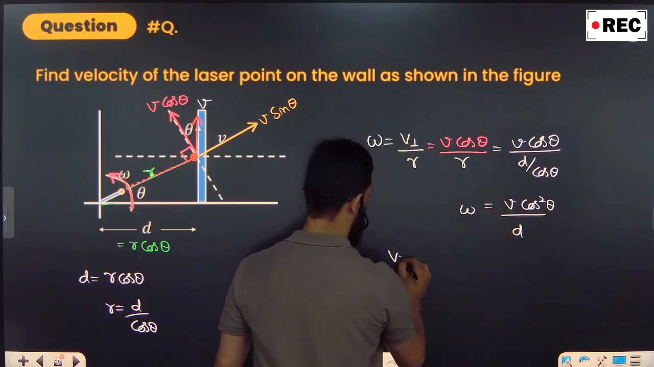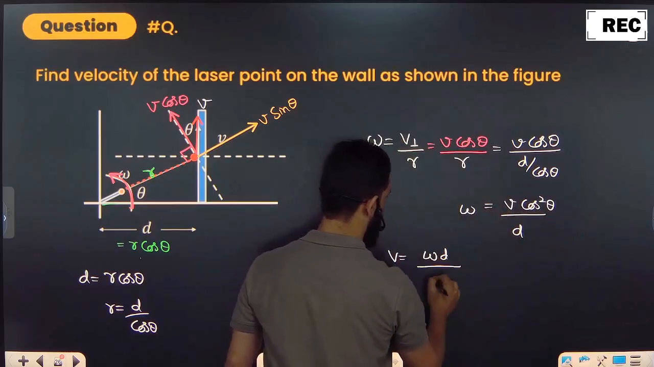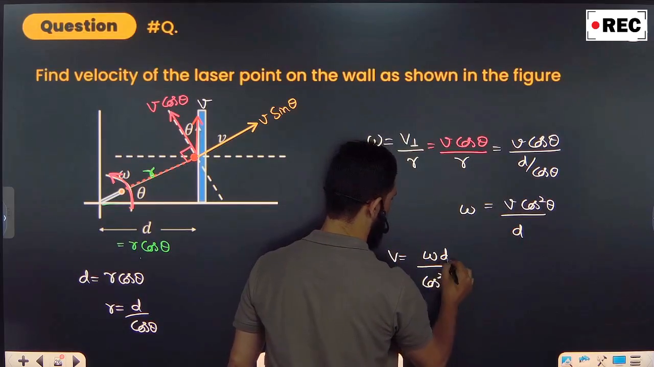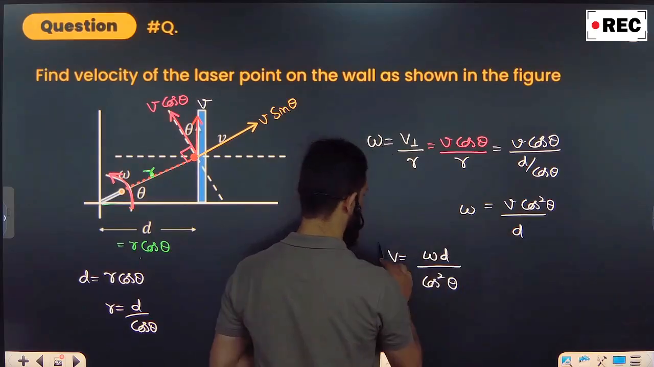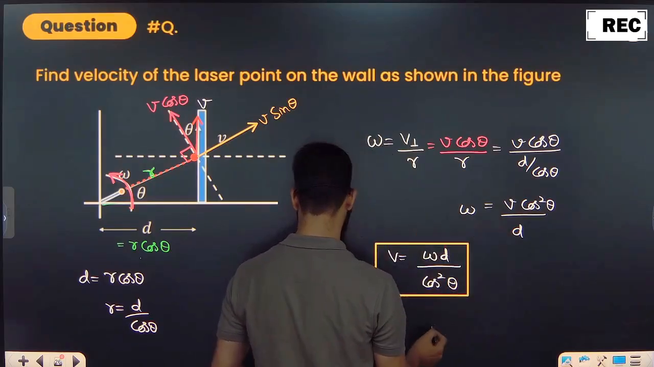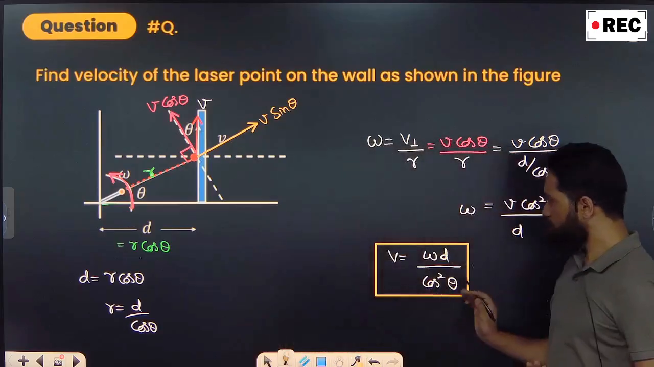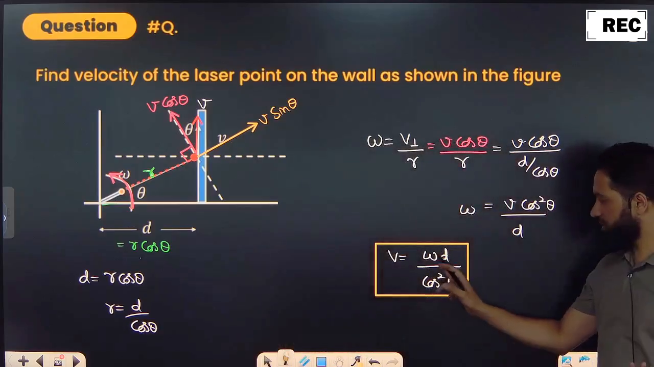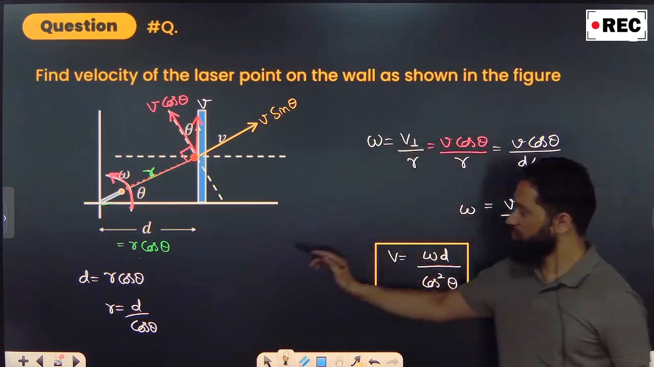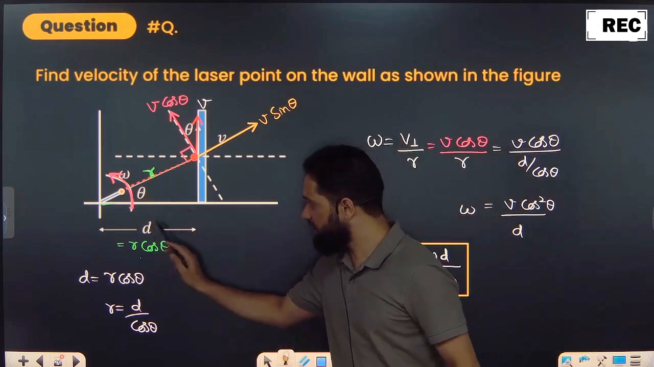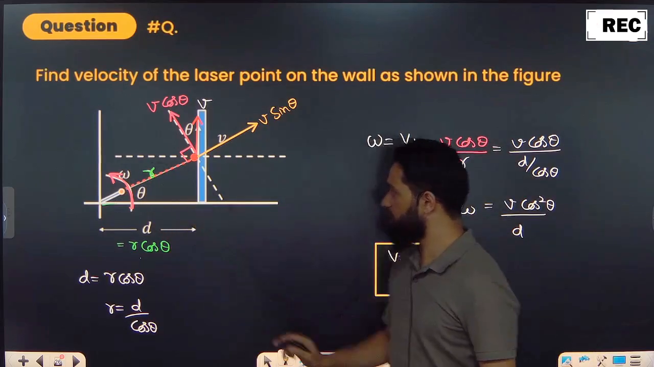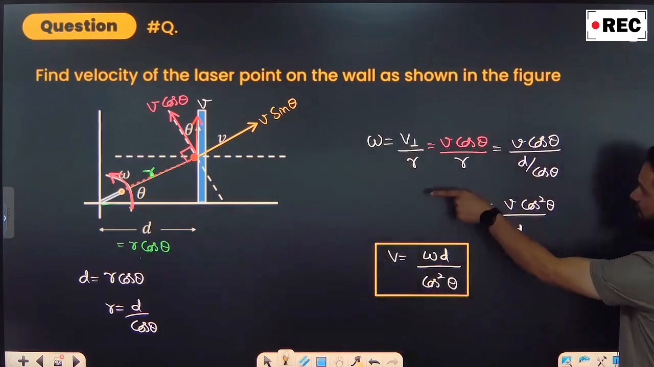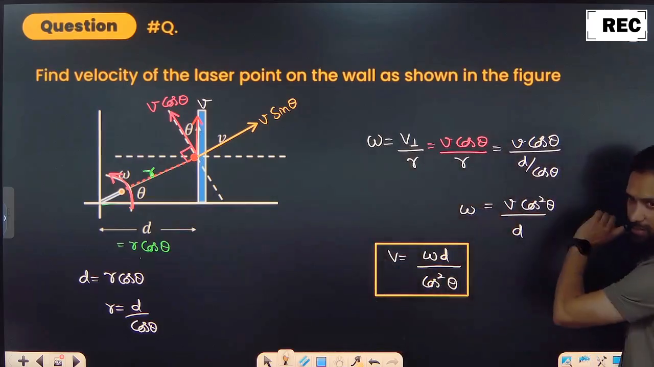Now what is the value of v? Omega into d divided by cos square theta. This is your answer. Sir, why did you write the answer in this? Because finally, whatever my input parameters are, whatever the question has given, I have to convert my answer into the things which are from the question, and the question is giving omega, the question is giving d, the question is giving theta. There is no mention of r. That's why I can't take r in my answer.